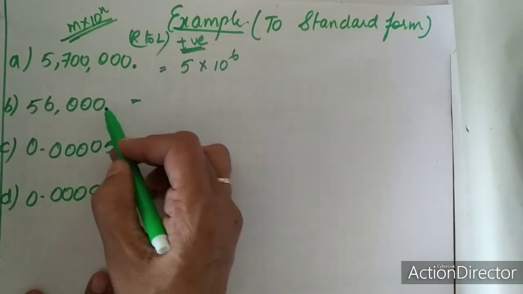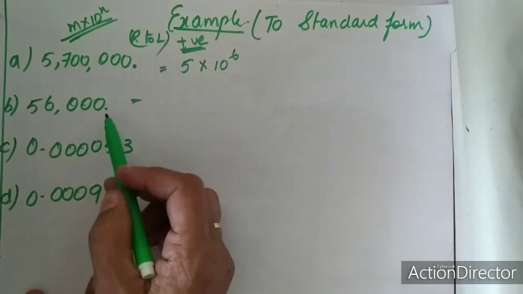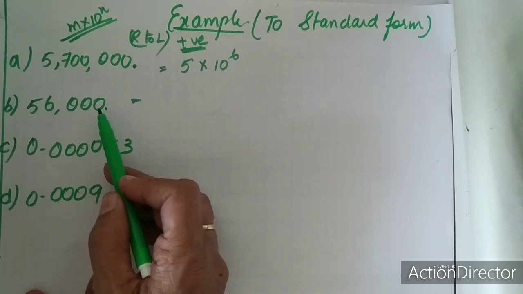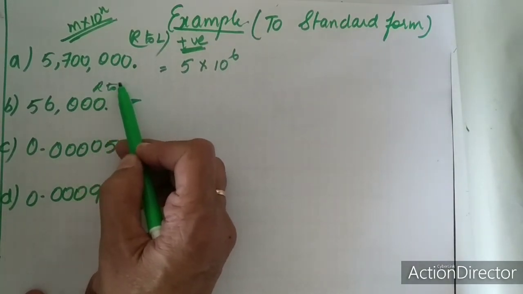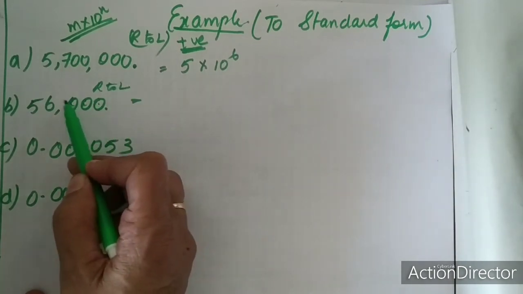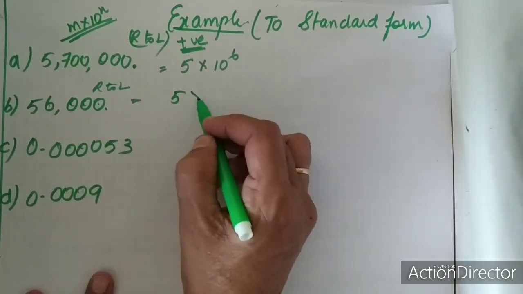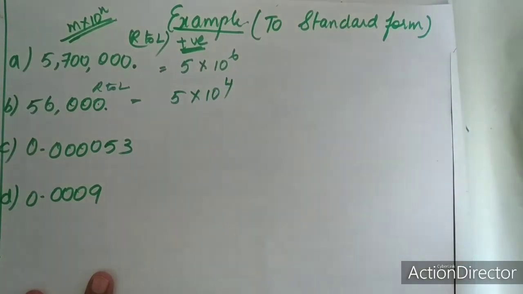Coming over here, again the decimal point is at the end. If I move the decimal point, how many places do I have to move? Again I am moving from right to left. So 1, 2, 3, 4. So it can be written as 5 into 10 raised to the power of 4.